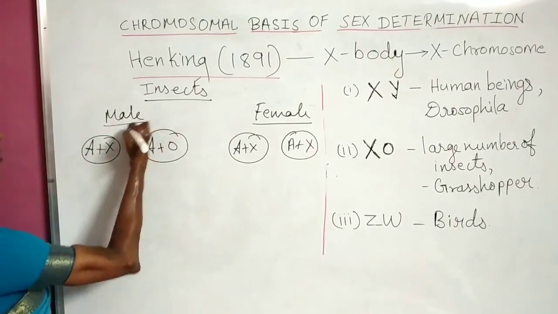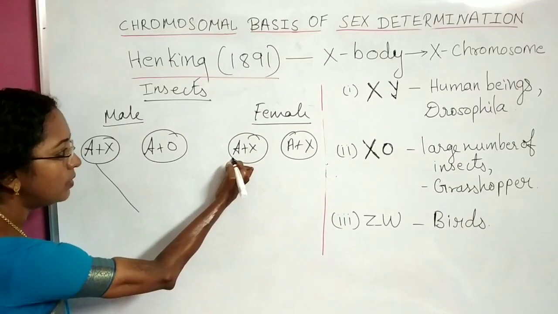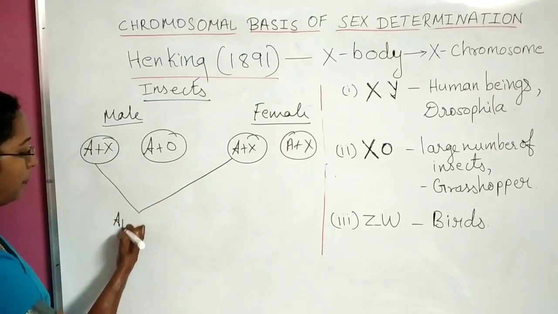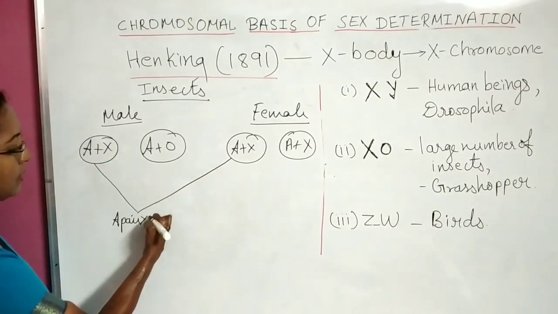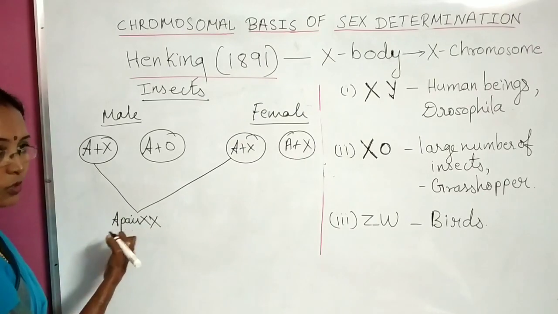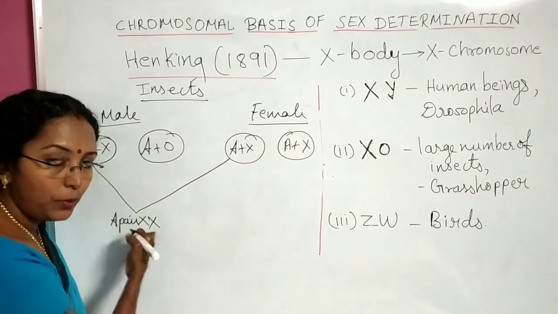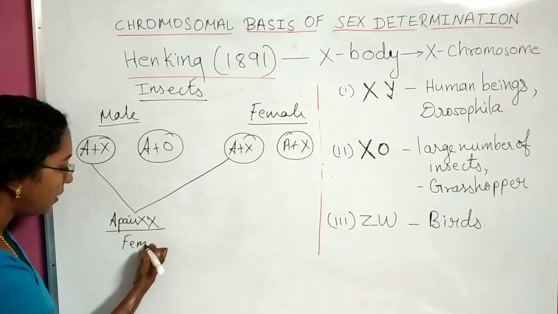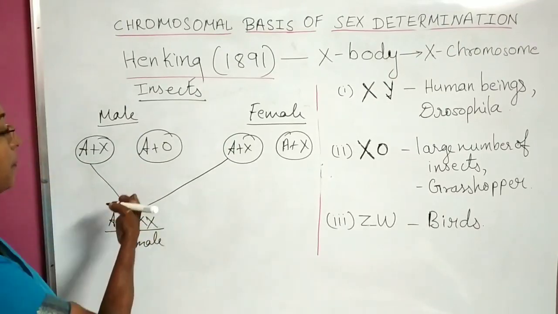Now, when the gametes fuse, the male gamete here is going to fuse with the female gamete here. What will you get? A pair of autosomes, X chromosome, X chromosome. So the autosomes got paired and two X chromosomes are here. If two X chromosomes are here, what is the individual going to be? The individual is going to be female. The insect is going to be female.